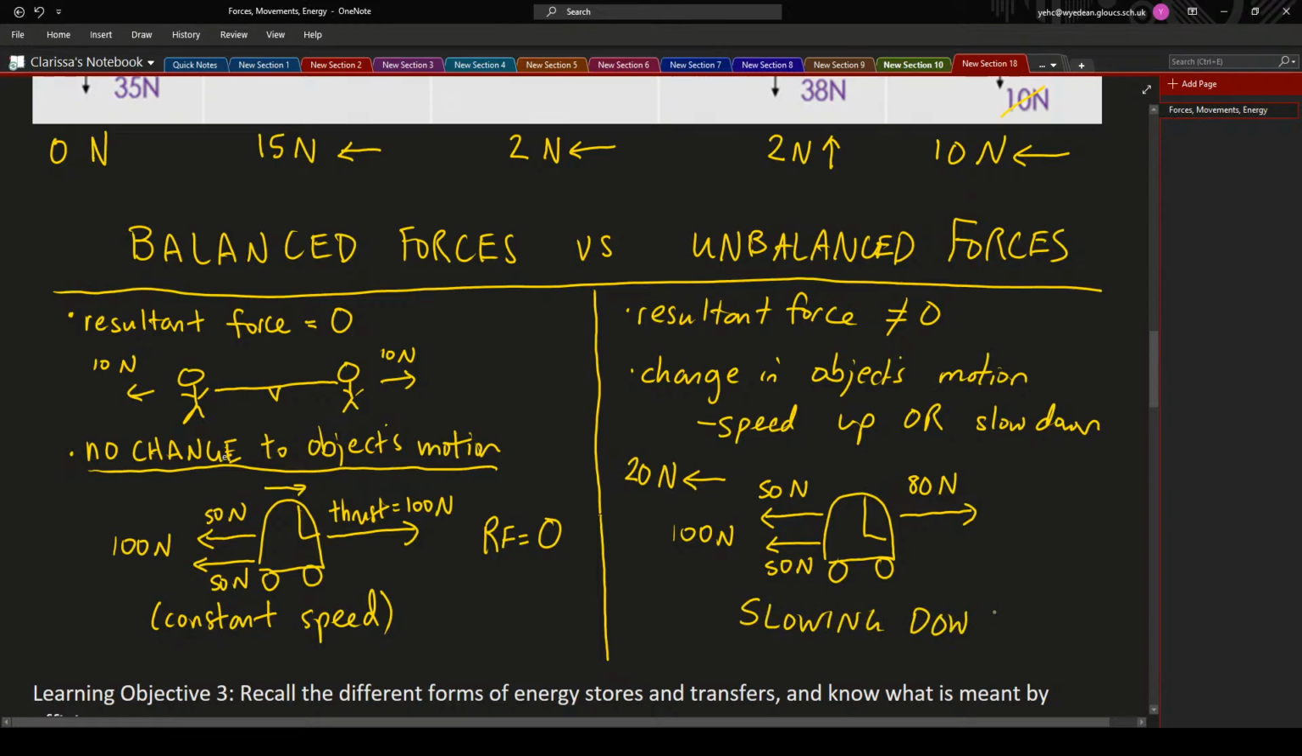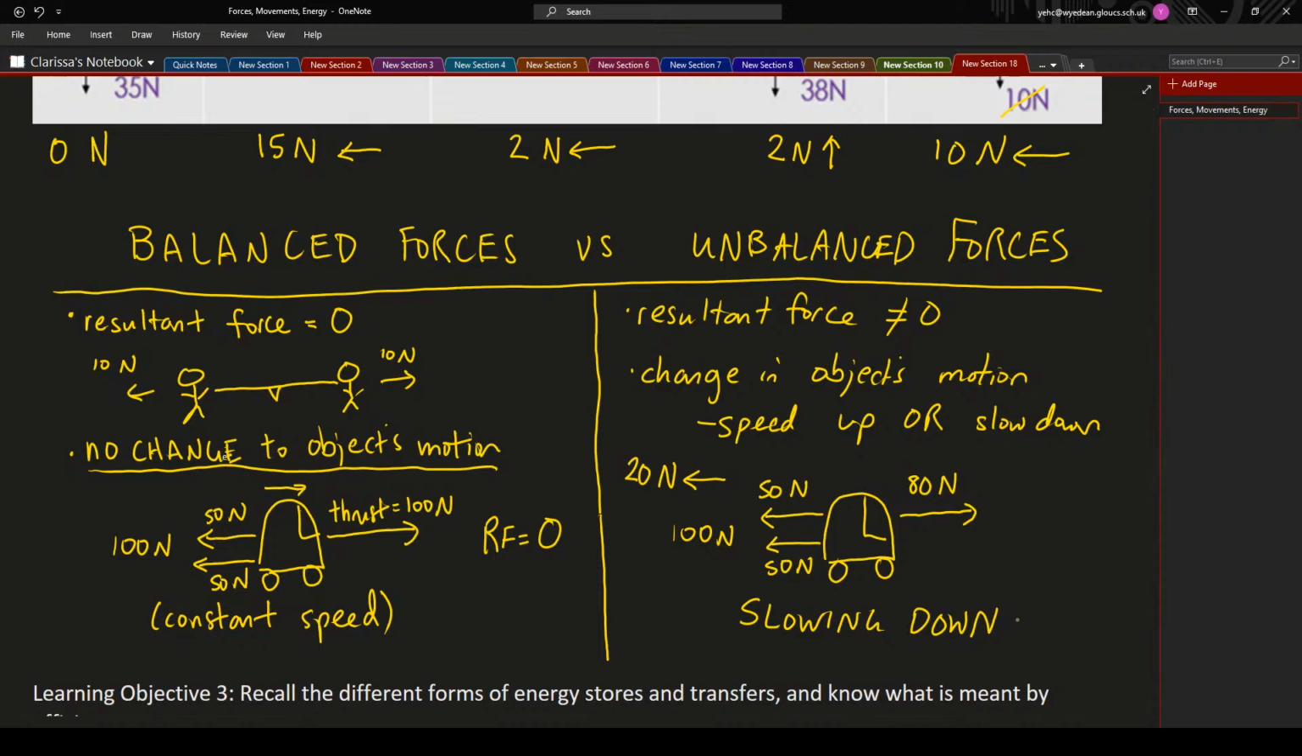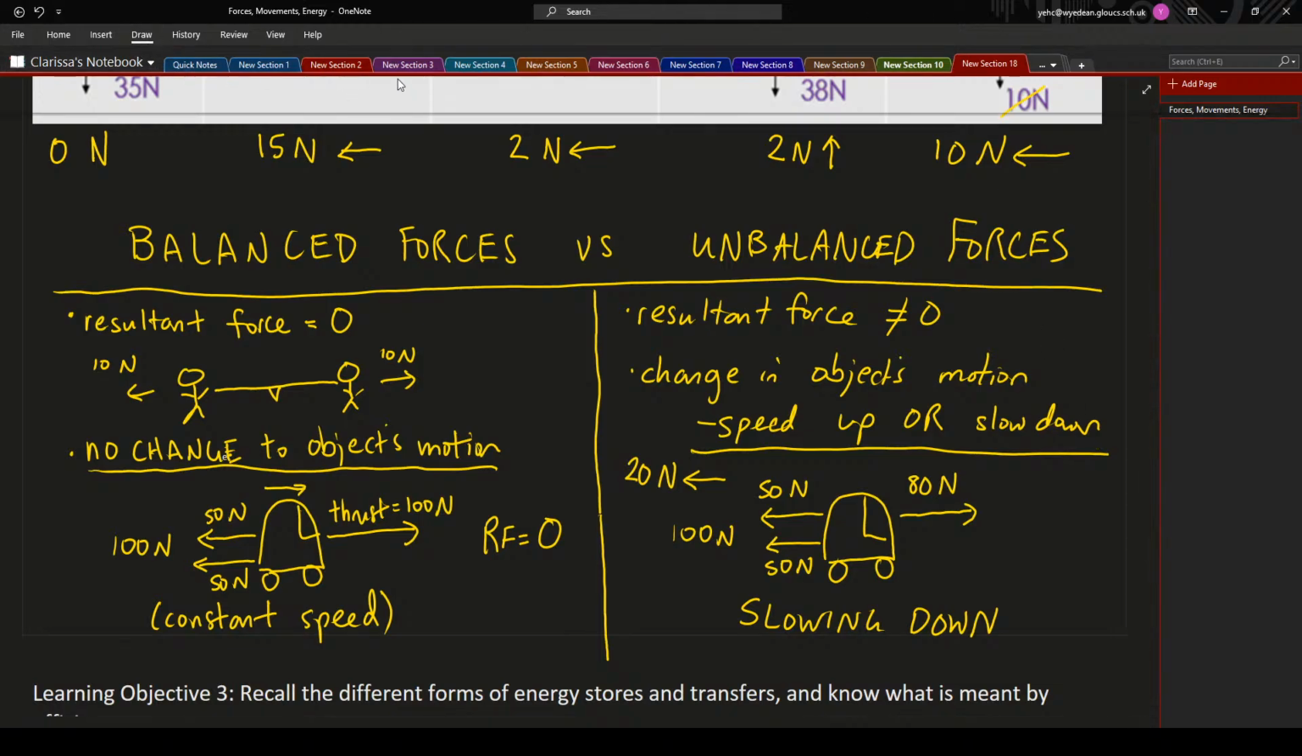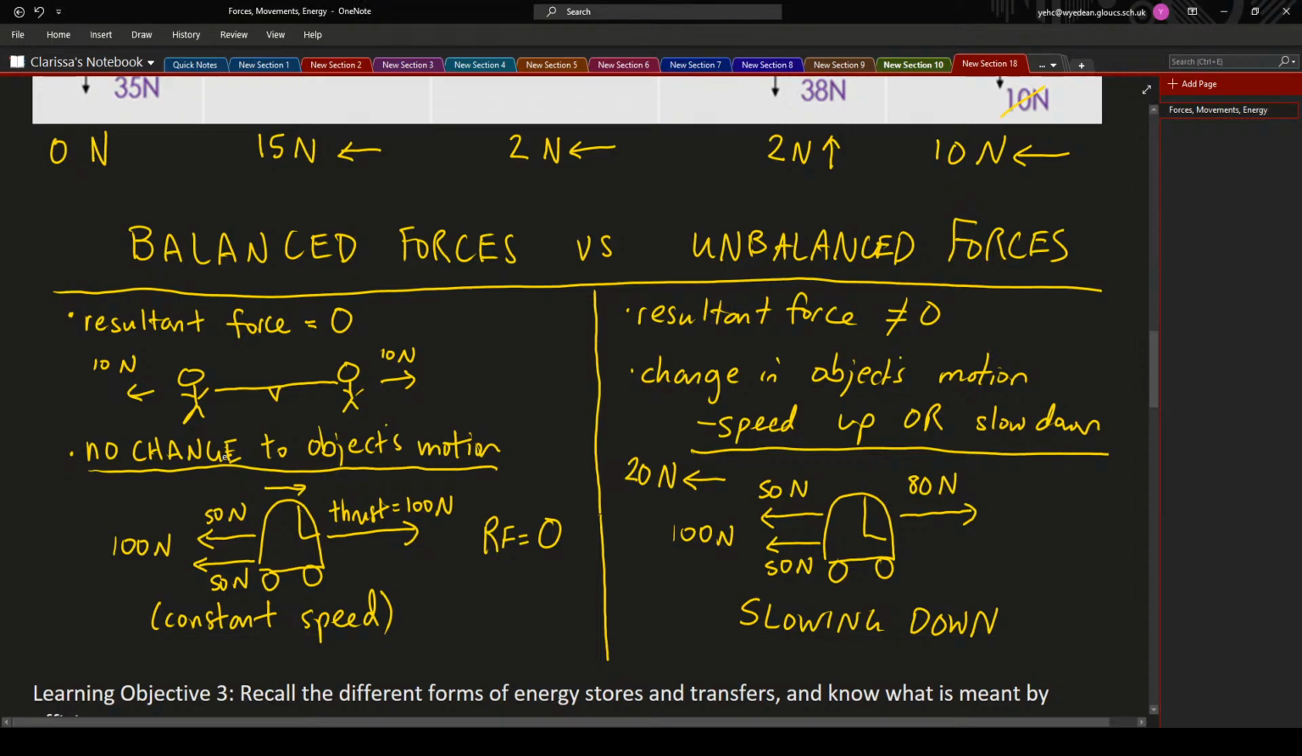And I'm going to take a quick pause to re-explain this because I know that this section here, a lot of students get confused by it. A lot of students make a lot of the same common misconceptions. And the reason why they make it is just because the definitions are not clear. So, with balanced forces, when the resultant force is 0, there is no change to motion.